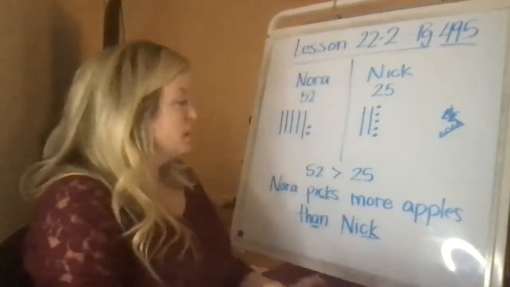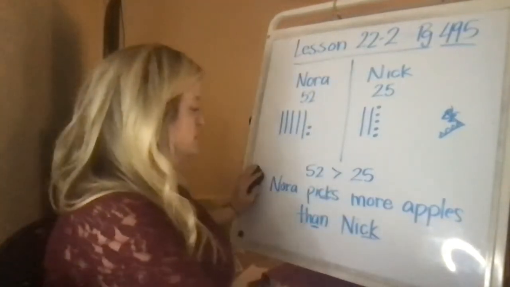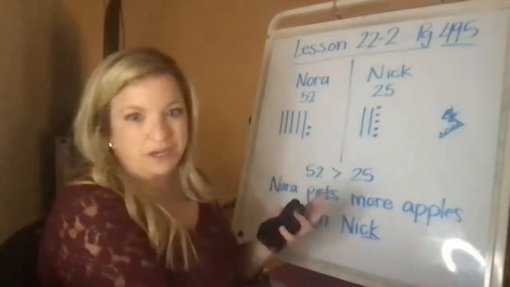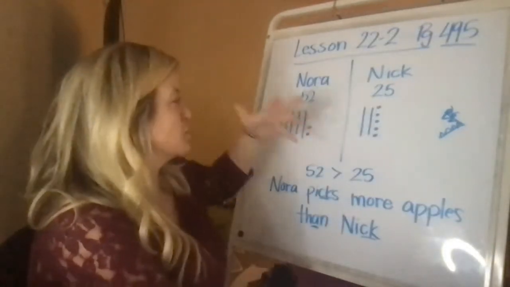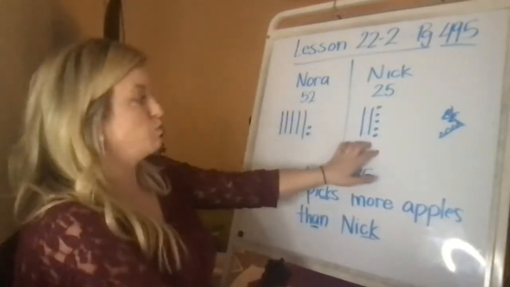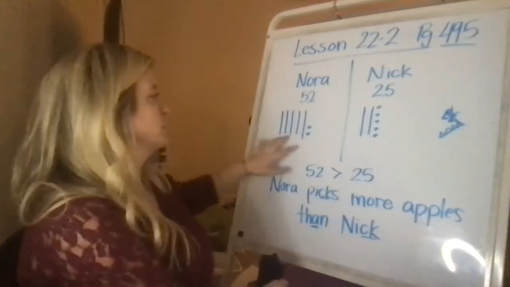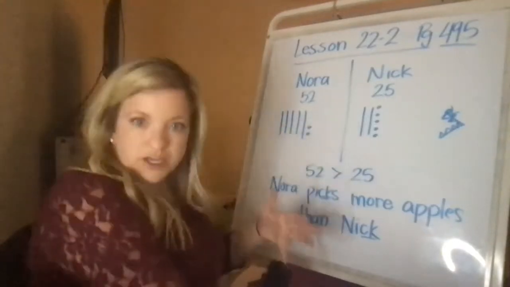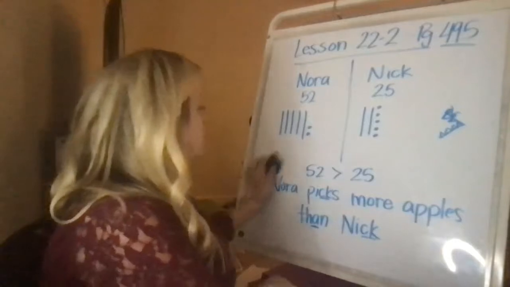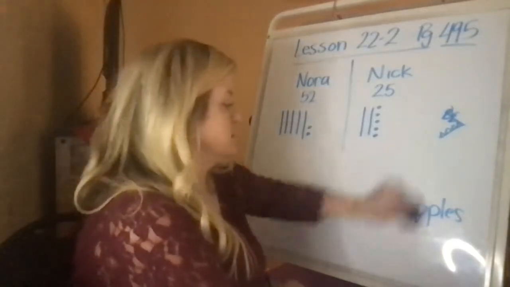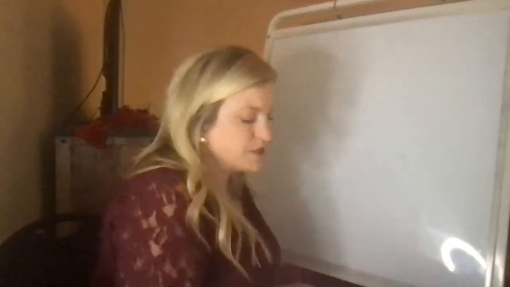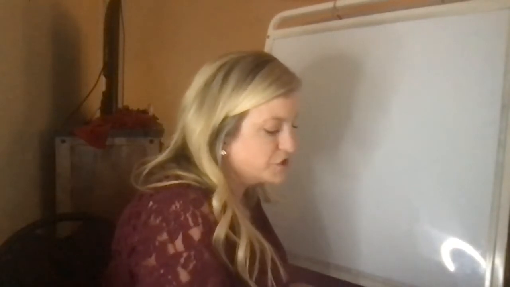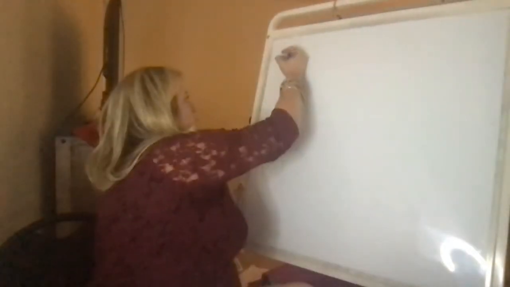For that one, I think drawing it helps you see it better. This might be a little harder to visualize which one is more, but when you draw it in base 10, you can look and say, oh, it's clear that Nora has more. So I'll write that in a complete sentence. For number 2, how did using base 10 blocks help you compare 52 and 25 to find the greatest number?